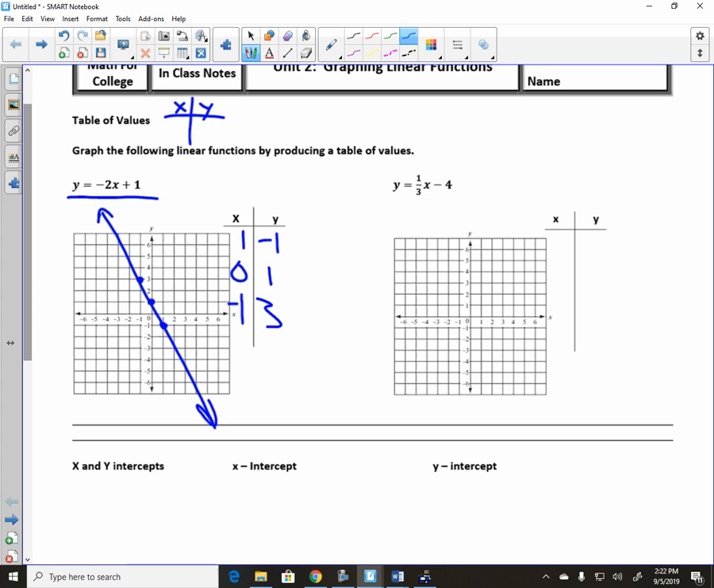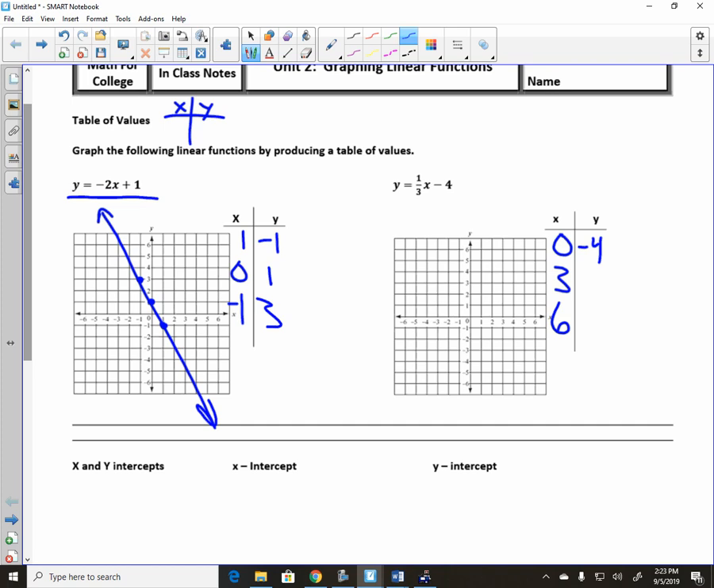The next one's a little bit more difficult. Why? Fraction. So I'm not going to plug in the 1 because I don't like to take 1/3 times 1. There are certain numbers that are great to multiply by 1/3. Anybody know? 0 works out really well. 3 works out really well. 9, 6. Any number divisible by 3 is great to plug in. 0 times 1/3 is 0. Minus 4 is negative 4.